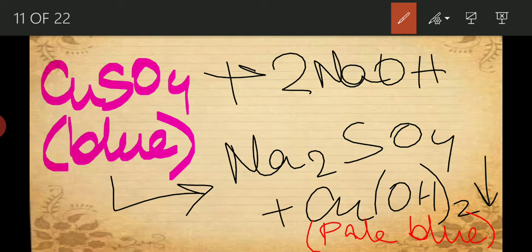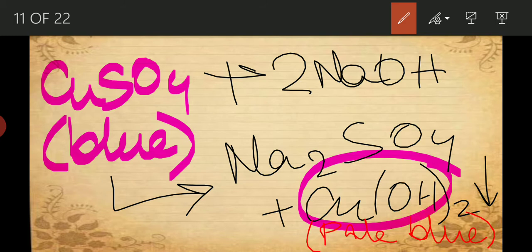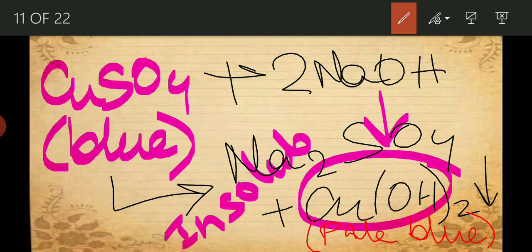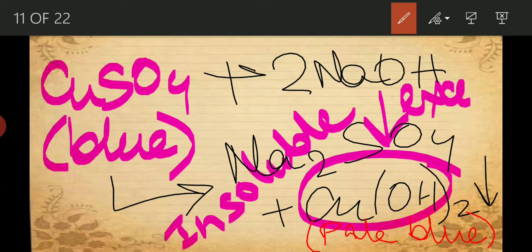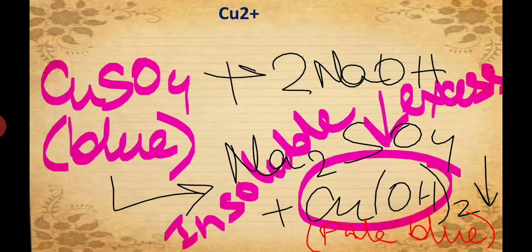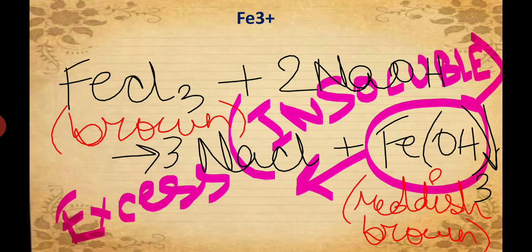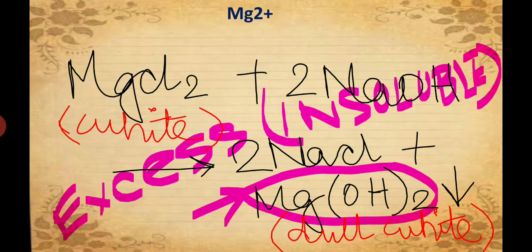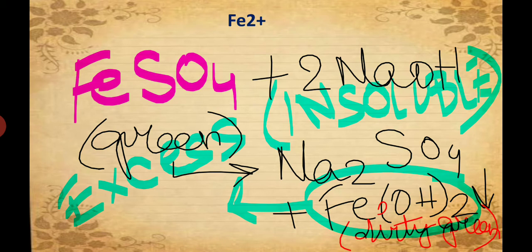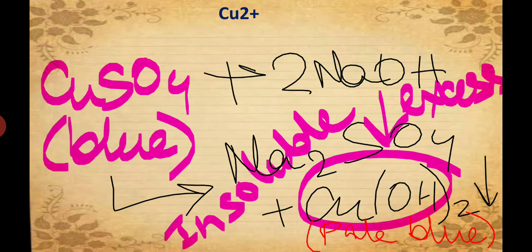Copper hydroxide is pale blue, and even if you add more NaOH to it in excess, it will still remain insoluble. You will still get a PPT. Clear? So, till now, magnesium hydroxide, ferrous hydroxide, ferric hydroxide, copper hydroxide, all these 3-4 hydroxides remain insoluble even if you add excess sodium hydroxide to it.